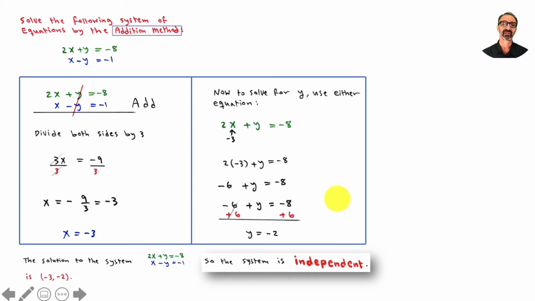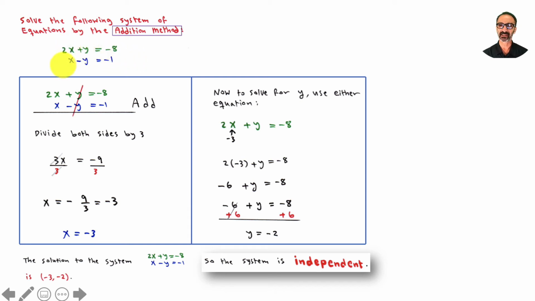Now, the addition method here was so ready to be used. I didn't do much. All I did was put the line and start adding. Why? Because the y cancels. But it doesn't come ready all the time. Sometimes you need to adjust, multiplying the first equation by a number or the second equation by a number to make things ready. What do I mean by ready?